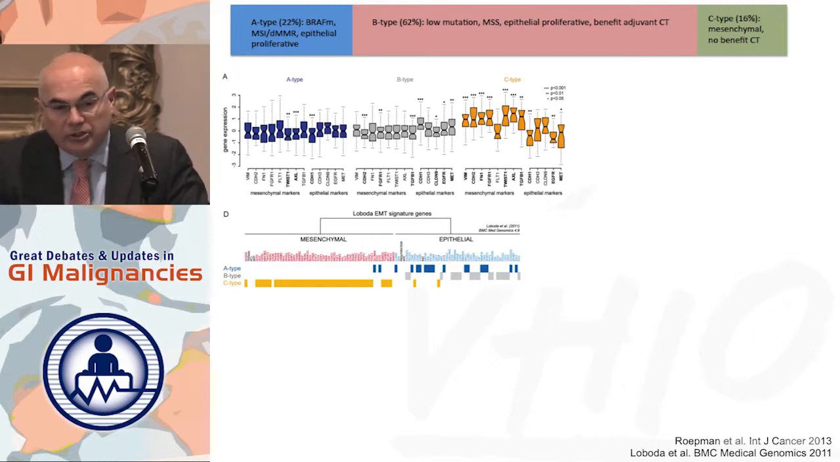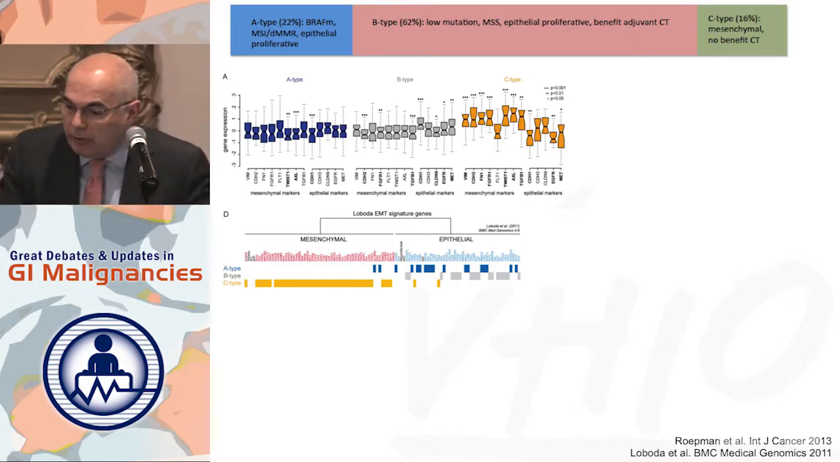For example, the mesenchymal subtype, the so-called C-type, actually has high expression of genes that are related to mesenchymal properties, for example, TGF-beta receptor, and on the contrary, low expression of those genes that are more related to an epithelial phenotype, like, for example, c-MET or EGFR. And actually, this was the opposite, for example, in the B-type. So you can see in the B-type that there is a higher expression of MET and EGFR, for example.